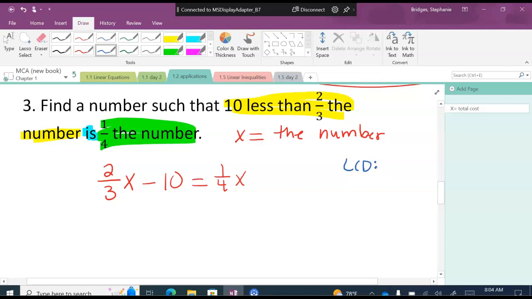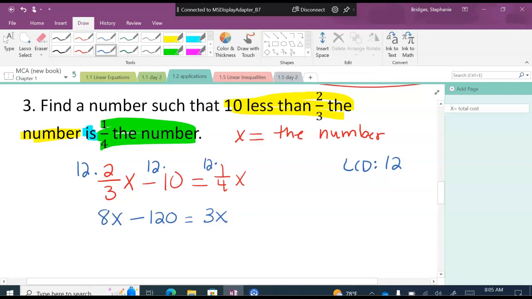LCD between 3 and 4, what would that be? 12. And we are going to multiply every piece of our equation by 12. Remember, use your calculators if you're not comfortable with the fractions. Do 12 times 2/3. Let the calculator do the work for you. What is 12 times 2/3? 8x, okay. And then 12 times 10 is just multiplying there. And then I'm going to multiply 12 times 1/4. What does that give me? 3x.